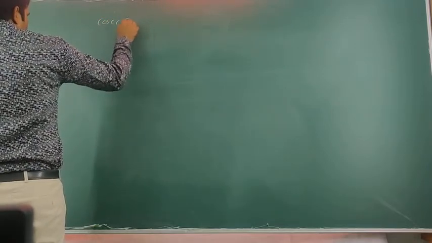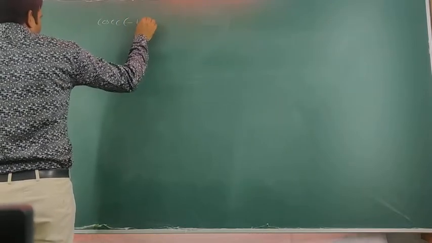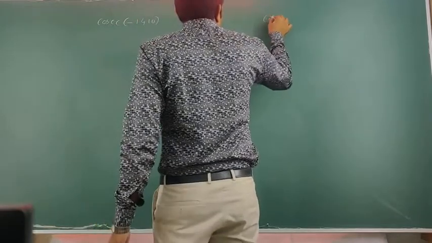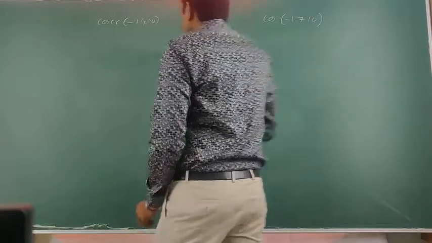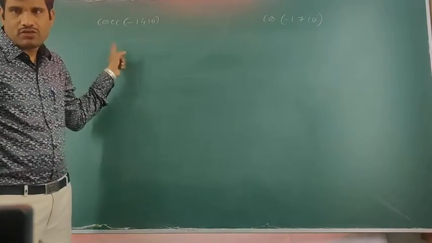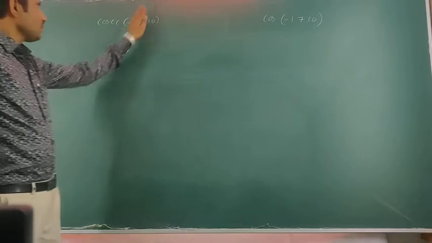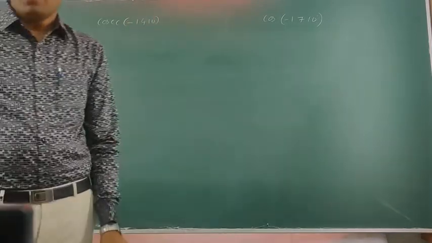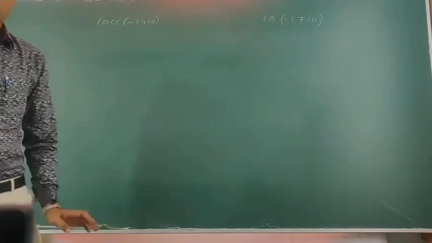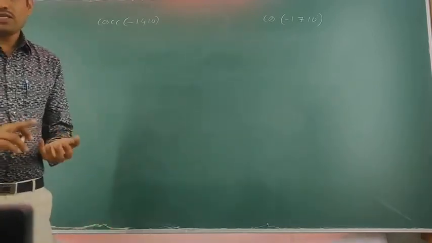Cosec of minus 1410 and cos of minus 1710. These all are NCERT problems. Once we finish NCERT, we will see some other problems. Right? See, here cosec of minus 1410. Now don't worry about this angle. First, when we have negative angles, as I already told you, we have to apply T ratios of minus theta.